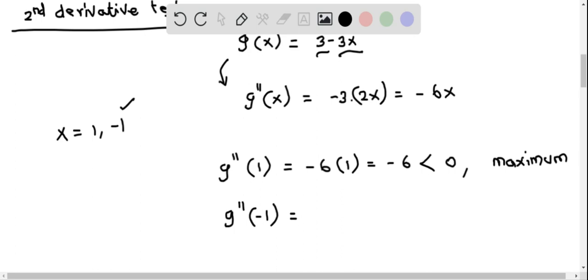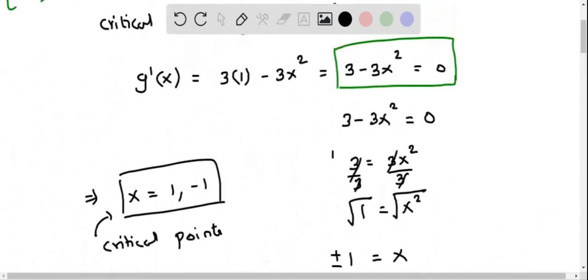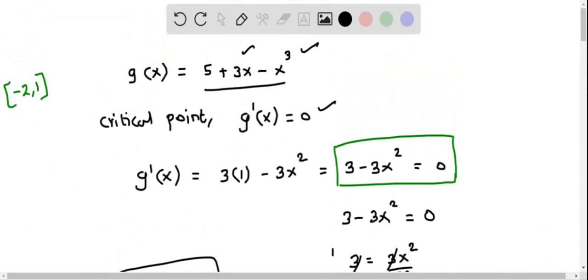So we get g double prime of negative 1, and this equals negative 6 times negative 1, and this equals positive 6, and this is greater than 0. So here the second derivative is a positive quantity, and this means the critical point x equal to negative 1 is a point of minimum. That is, the function attains the minimum value at this critical point. So now we have determined that at x equal to negative 1, the function is minimum. So we can determine the minimum value of the function by substituting x equal to negative 1 into the original function g of x. So let's do that.